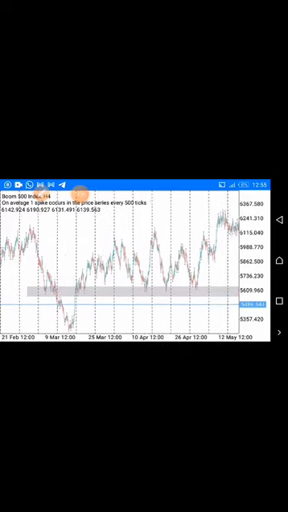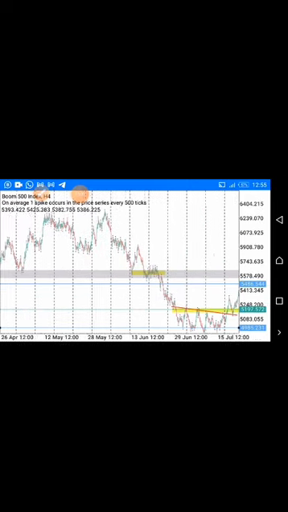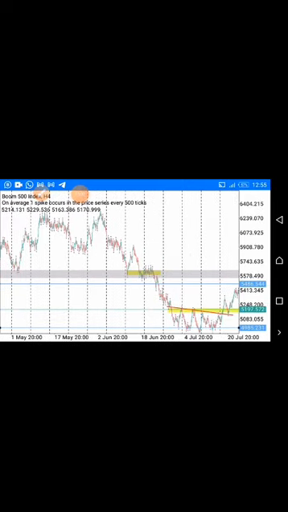Here it is a support. It has been tested as support, so it's a very strong support zone. Now we are waiting for the price to break through it. Once price breaks through it, we know that it is time to sell.